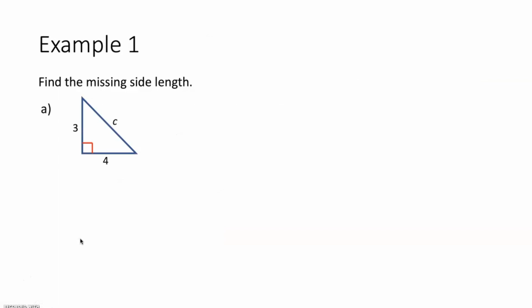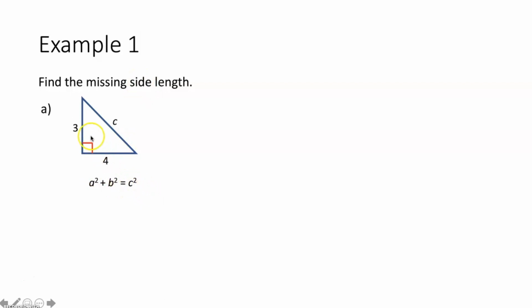It's example time. Now example 1 says find the missing side length. So here we have a right triangle. We know it's a right triangle because of this little red box here. And we are given the two legs of our right triangle and we're trying to find the hypotenuse. So in order to find the missing side length of a right triangle, we use the Pythagorean theorem, which says a squared plus b squared is equal to c squared.